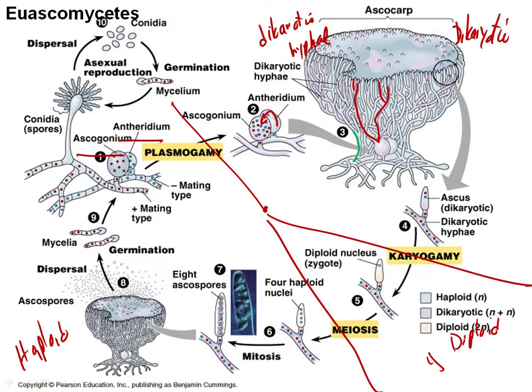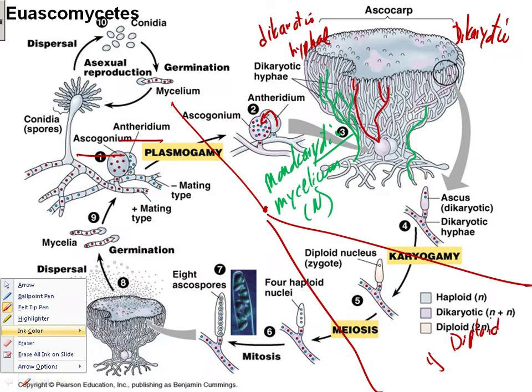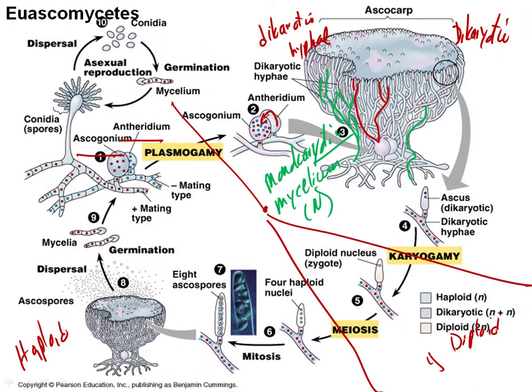And here we have then our haploid monokaryotic primary mycelium forming most of the structure of the ascocarp. And that's haploid. Monokaryotic.